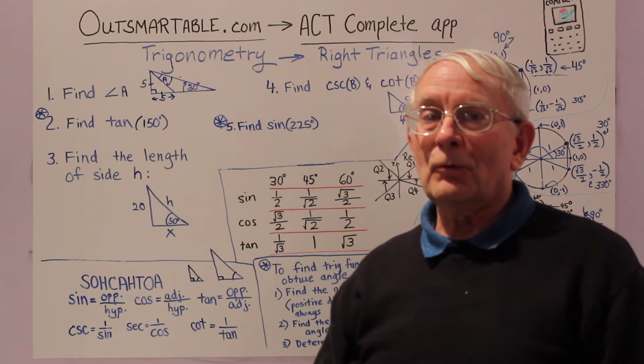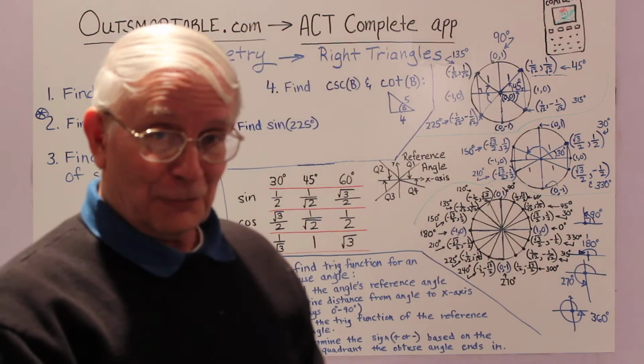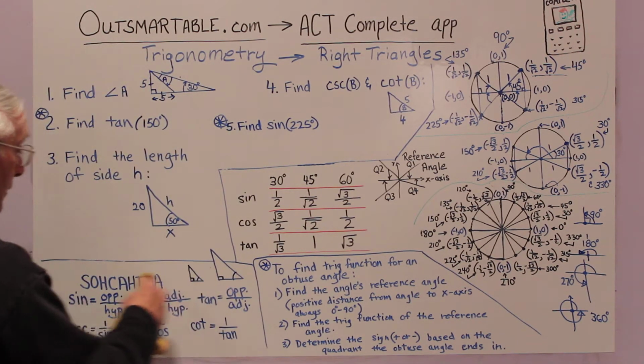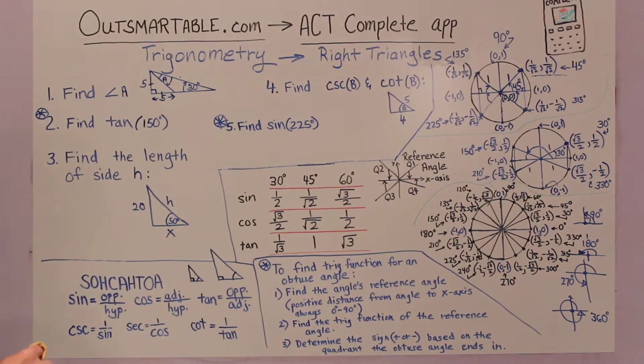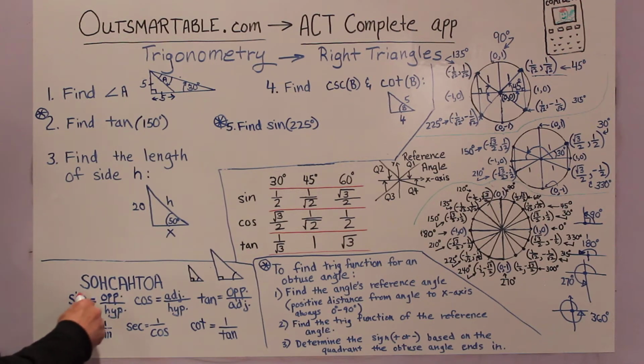We've been talking about right triangles and trigonometry. Let's pick it up from where we left off. Last time we talked about how to calculate the 6 trig functions for an acute angle belonging to a right triangle. I gave you this little mnemonic to help you remember how to calculate those functions.